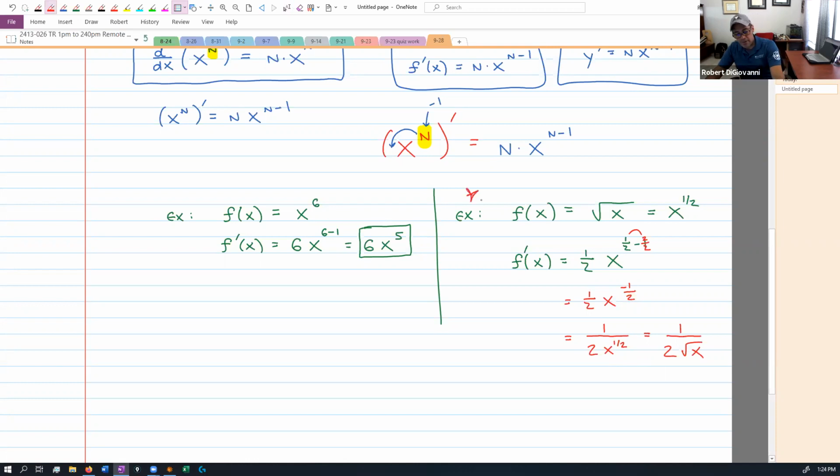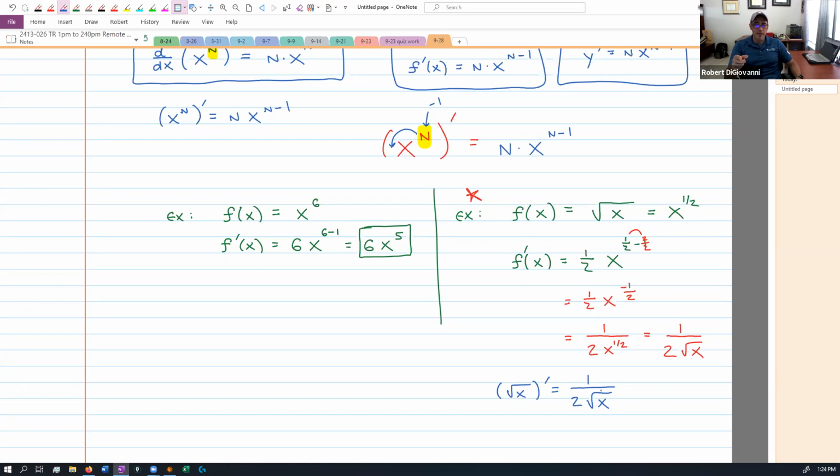Put a star next to this. The way I'd like for you to remember this, I'm going to do it in blue. The derivative of the square root of x is equal to 1/2 root x. Let's say that again. The derivative of the square root of x is 1/2 root x. We'll do it one more time.